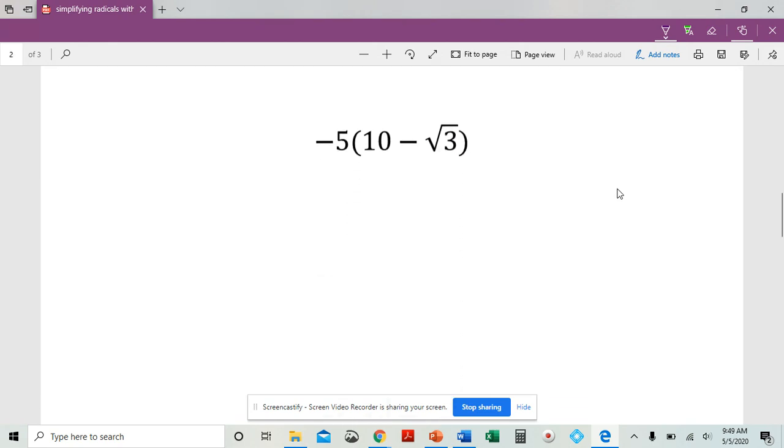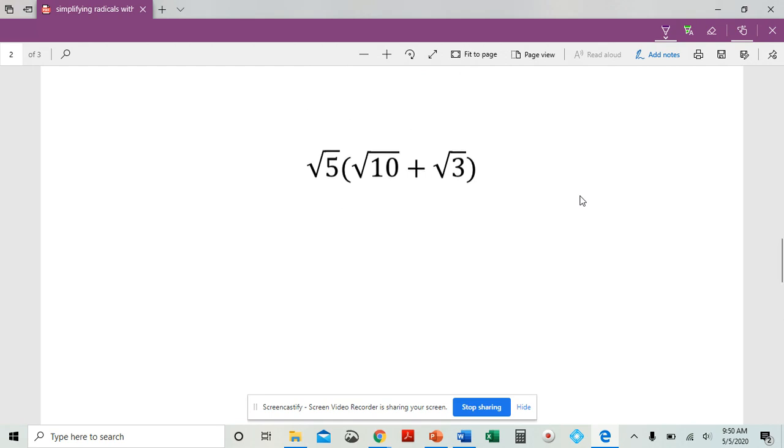Another situation where we're dealing with negatives and positives. So negative 5 times 10 is going to give us negative 50. Negative 5 times negative square root 3, that's going to give us a positive 5 square root 3. Always look inside this radical sign. If there's something you can do to simplify that, you need to make sure that you do it. But square root 3, there's nothing we can do there. So our answer is going to be negative 50 plus 5 square root 3.